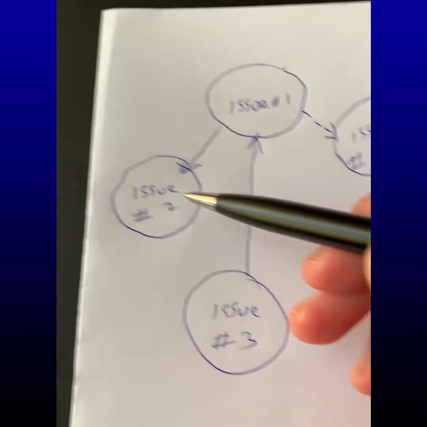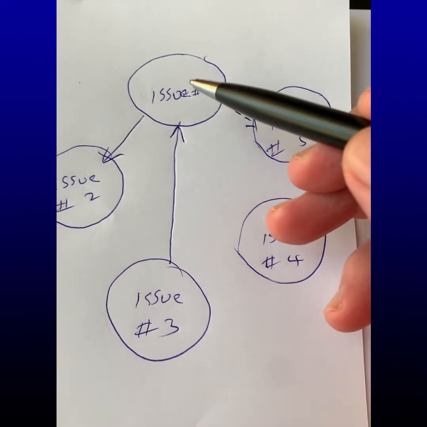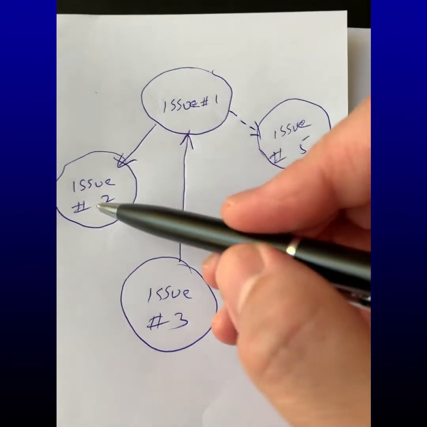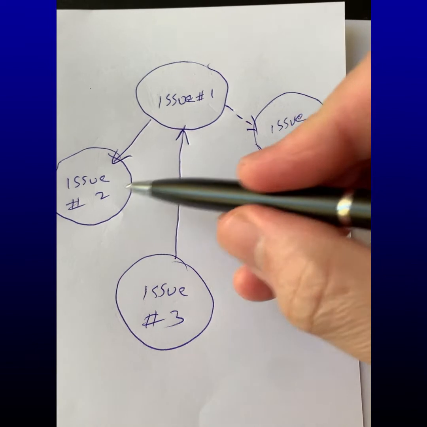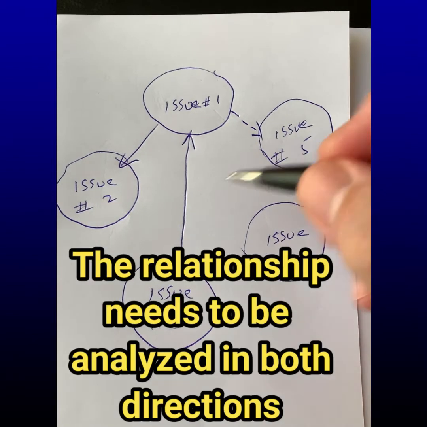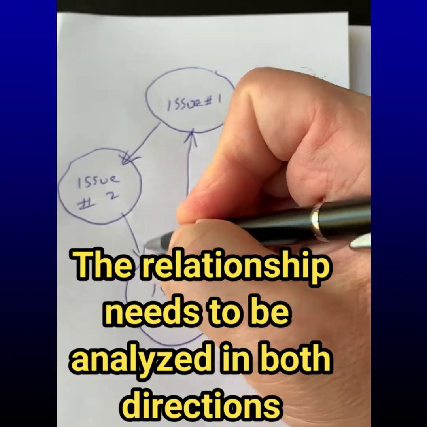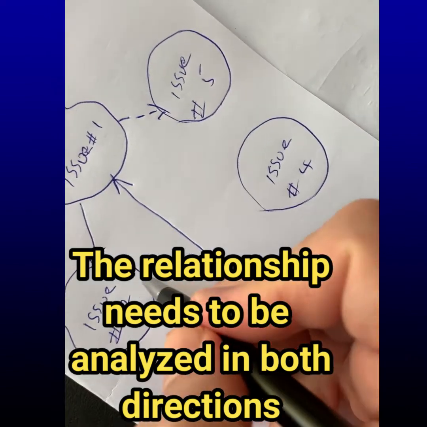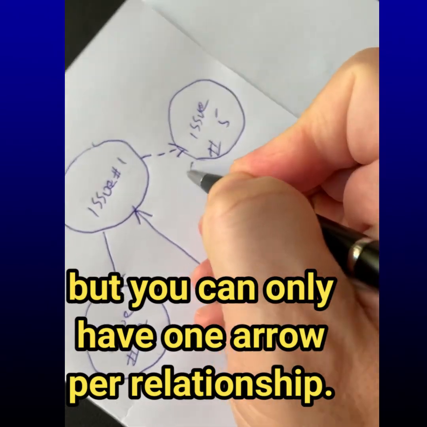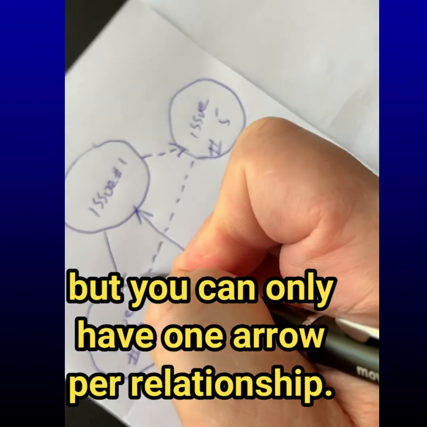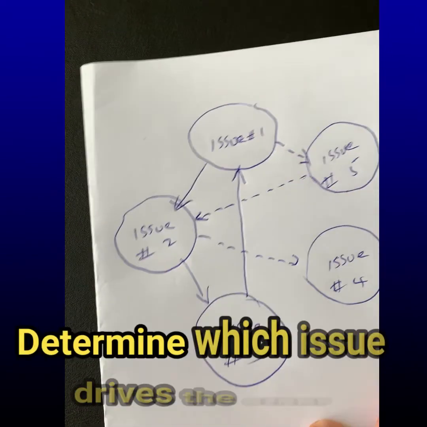Now I go to issue 2. I don't need to repeat its relationship with 1 because that's already done. I'm going to do 2 with 3, 2 with 4, 2 with 5. And then let's say, let's just randomly put some relationships there. I'm going to put some dotted lines, and then let's just assume that this was the case, that was a partial or weak relationship, right?